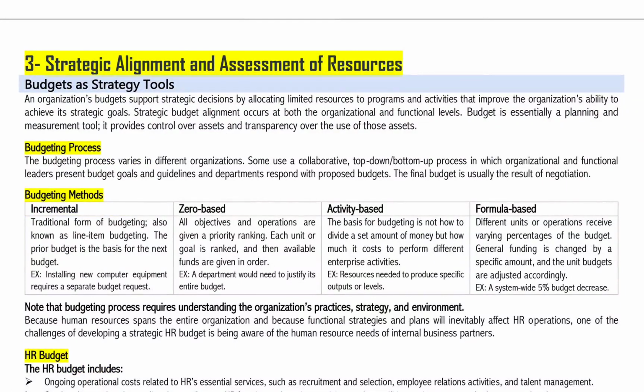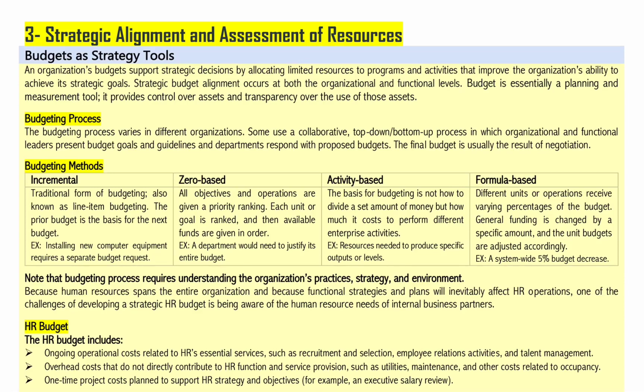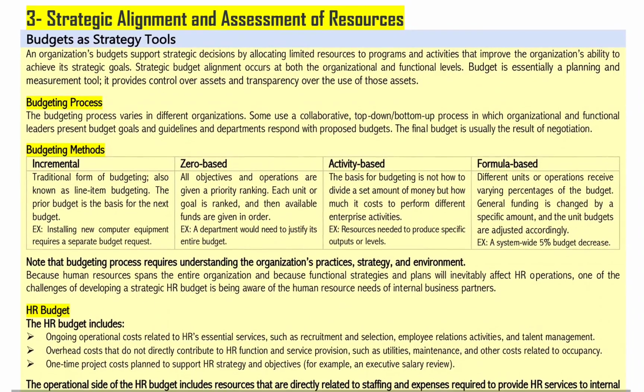Strategic alignment and assessment of resources. Budgets as strategy tools. An organization's budgets support strategic decisions by allocating limited resources to programs and activities that improve the organization's ability to achieve its strategic goals. Strategic budget alignment occurs at both the organizational and functional levels. Budget is essentially a planning and measurement tool. It provides control over assets and transparency over the use of those assets.